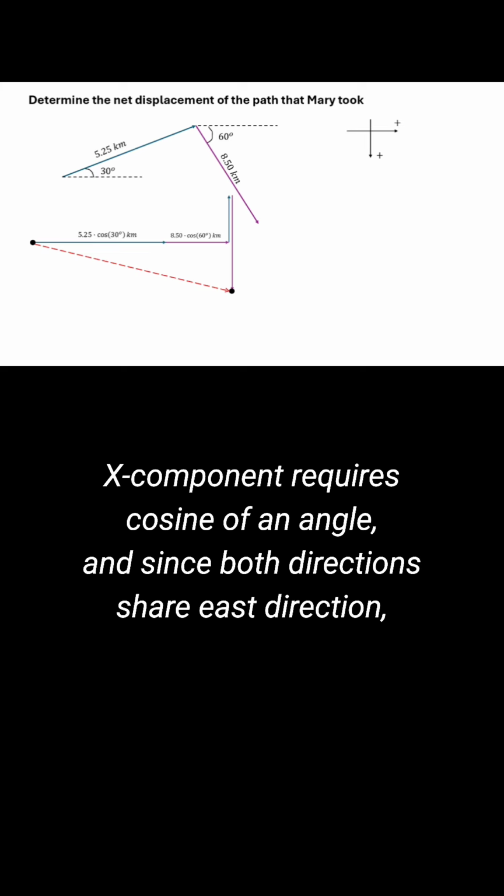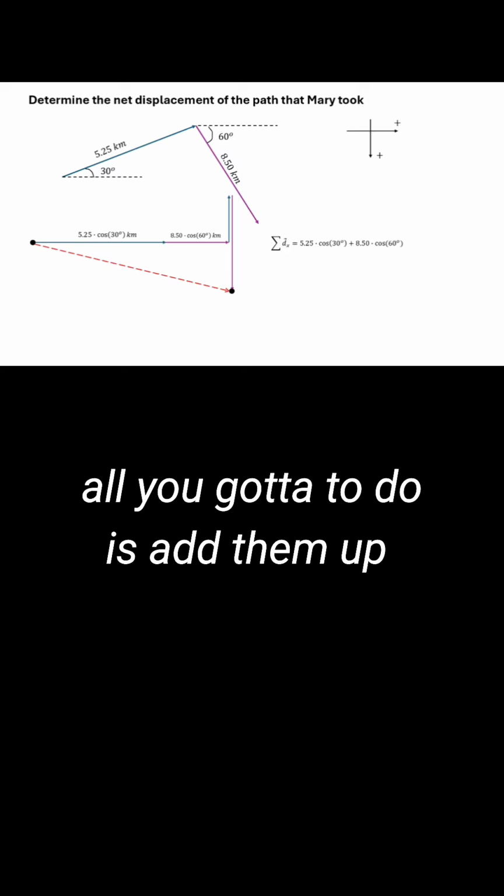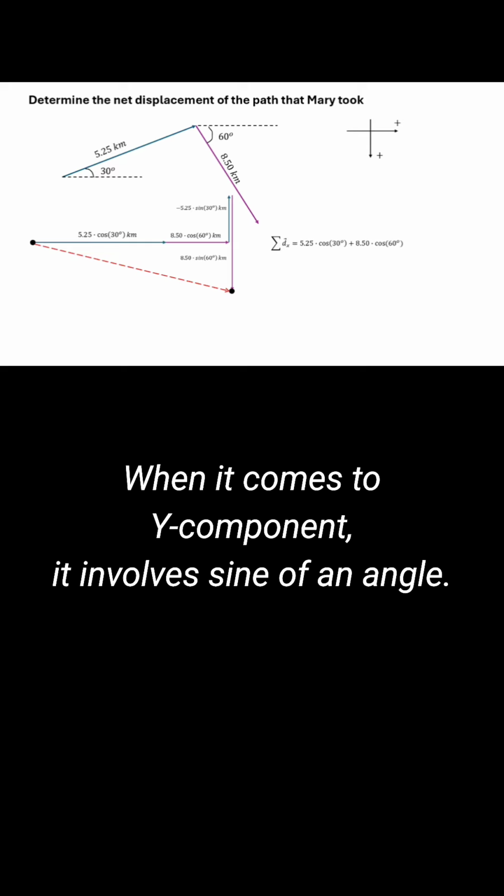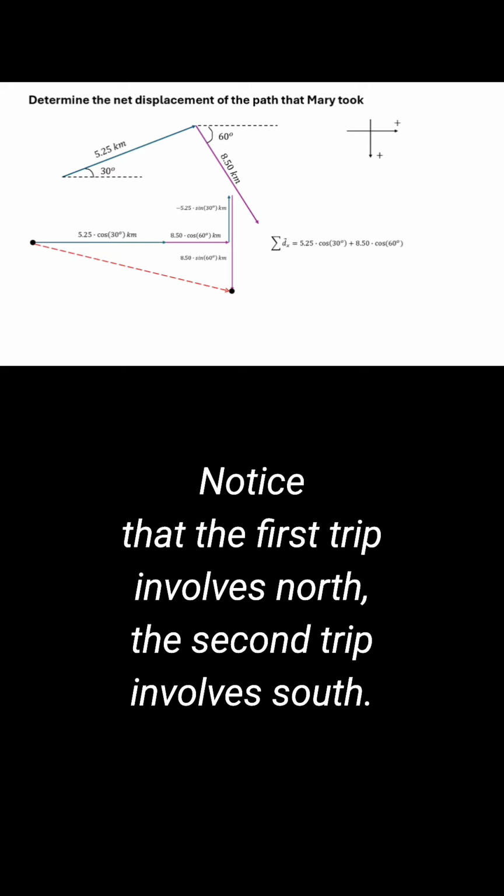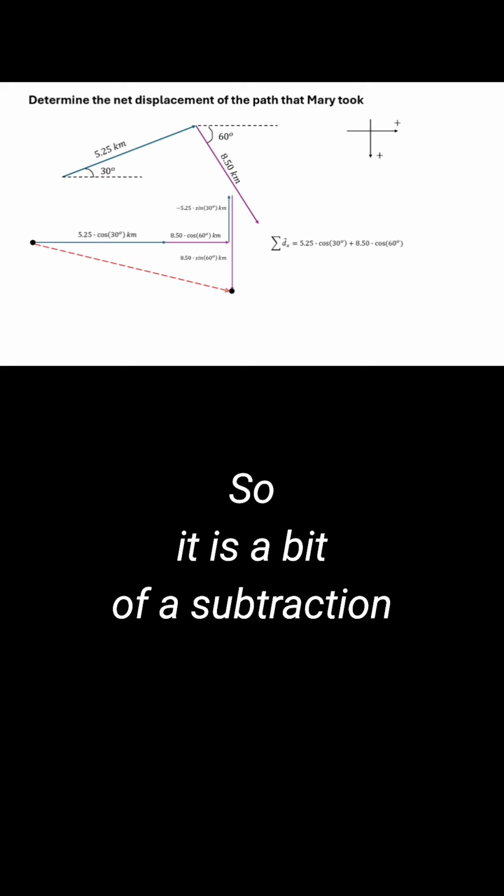The x component requires the cosine of an angle, and since both trips share the east direction, all you gotta do is add them up. When it comes to the y component, it involves the sine of an angle. Notice that the first trip involved north, the second trip involves south. So it is a bit of a subtraction.